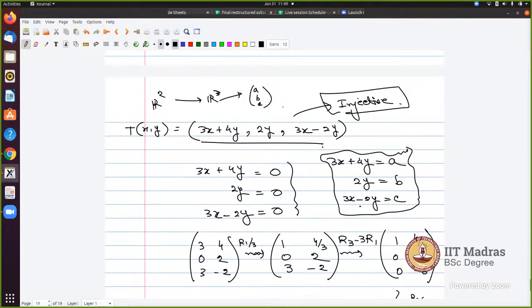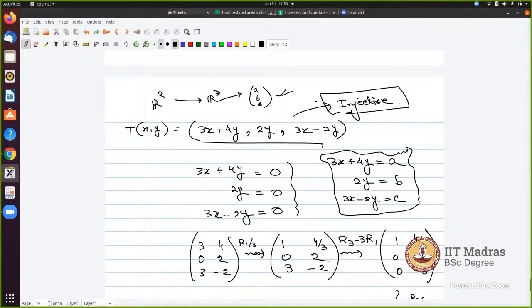In this case, you have to deal with the augmented matrix. If it has a solution, then it is surjective. If it has no solution, then it is not surjective. No solution means there does not exist any (x, y) for which this is your image. So suppose x, y, and z. The solution would be the x value plus one independent value, x plus v, and y also should be the y value.